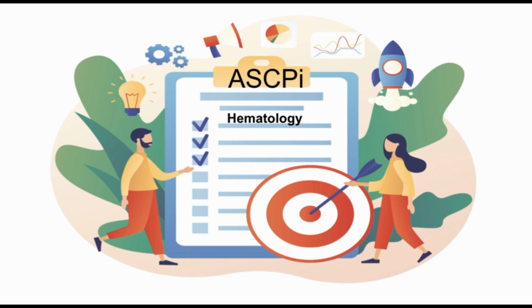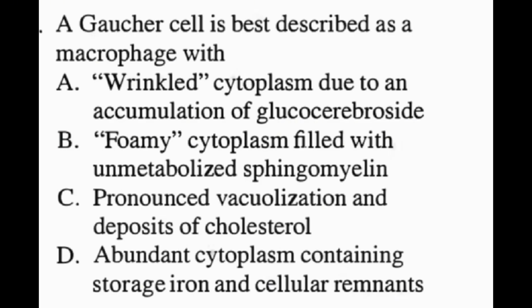Today we are stepping it up with more challenging questions that really dig into specific disease states, classifications, and diagnostic features. The first question is, a Gaucher cell is best described as a macrophage with.